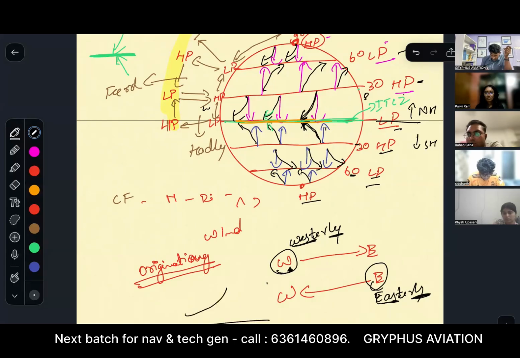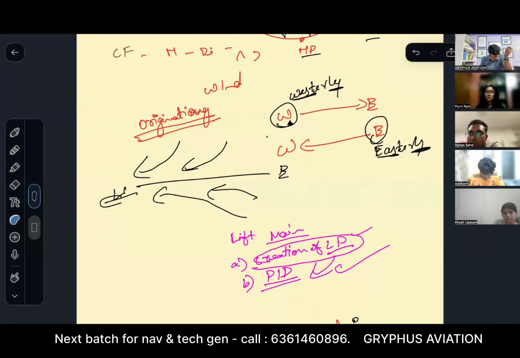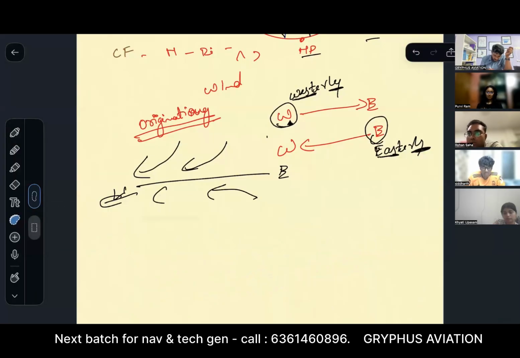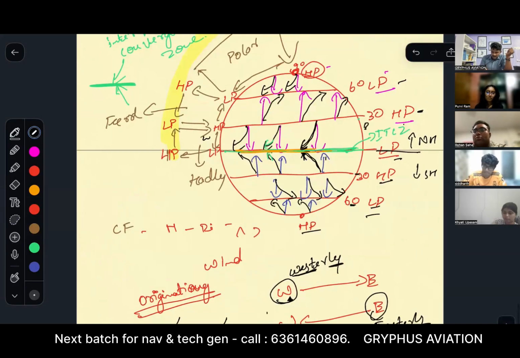So, can I say both of these winds are moving from east direction towards the west direction? So this 0 to 30 degree, 0 to 30 degree, and your ITCZ also, they are easterly in direction. Any doubts for anyone in this? No. Next.